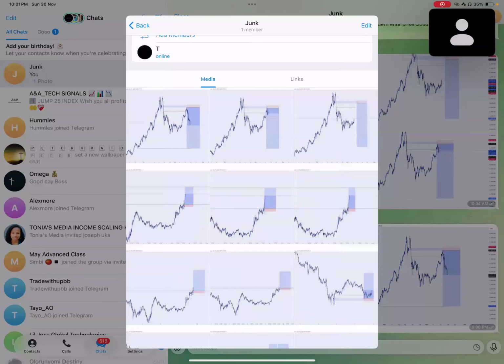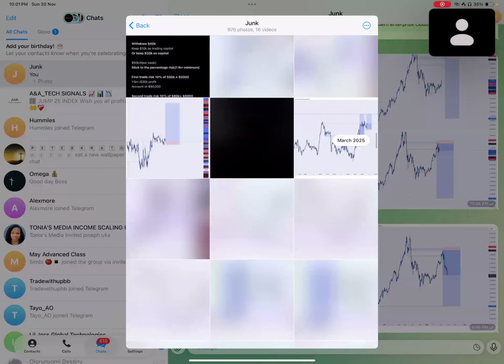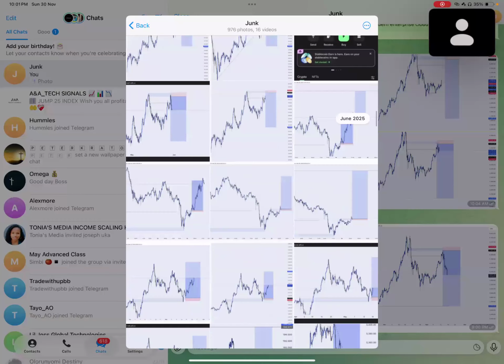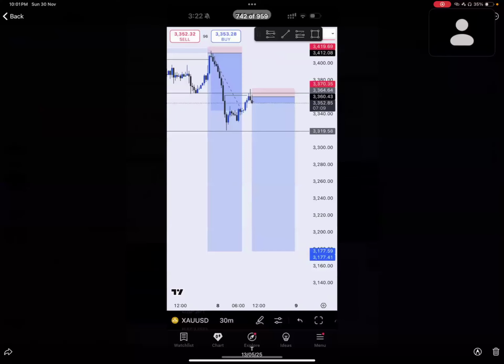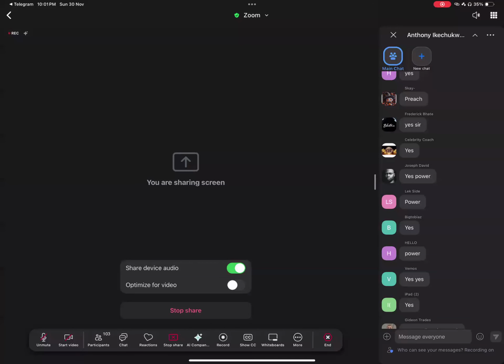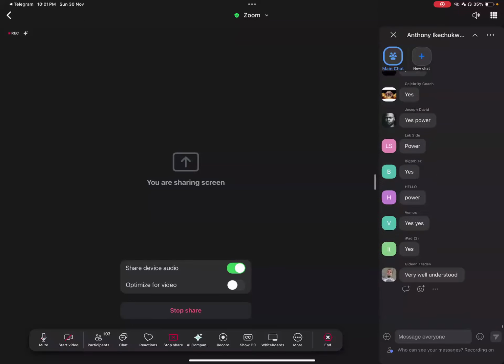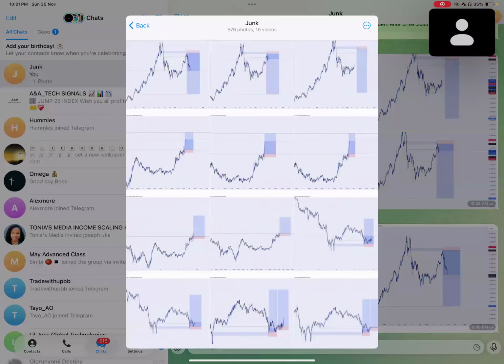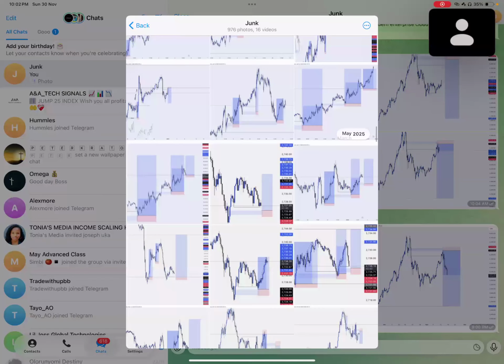So this was the first entry. The second entry was here. You can see the second entry when it hit. I entered later because I was not active when it triggered, but this was the second entry when it triggered. The same thing, double break.